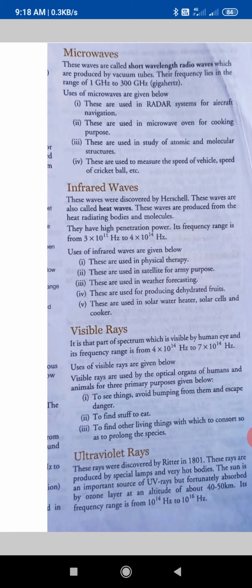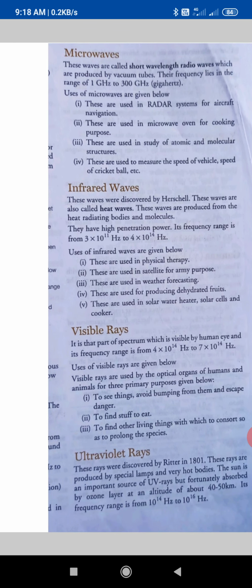Some uses of microwaves are: these are used in radar systems for aircraft and navigation. Second, these are used in microwave ovens for cooking purposes. Third, these are used in the study of atomic and molecular structure. Next, these are used to measure the speed of vehicles and the speed of a cricket ball.